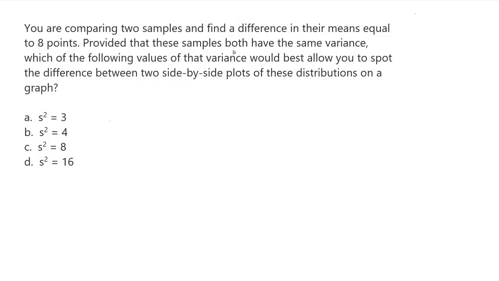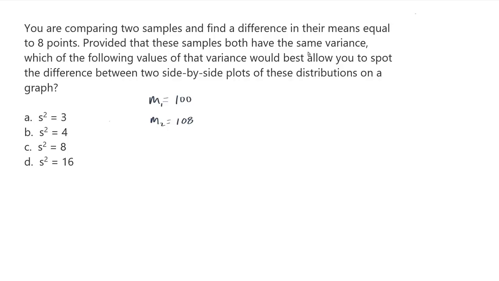You are comparing two samples and find a difference in their means equal to 8 points. So let's say, for example, I've got a mean of 100 for my first group. For my second group, I've got 108. So these are 8 points apart, the two means.